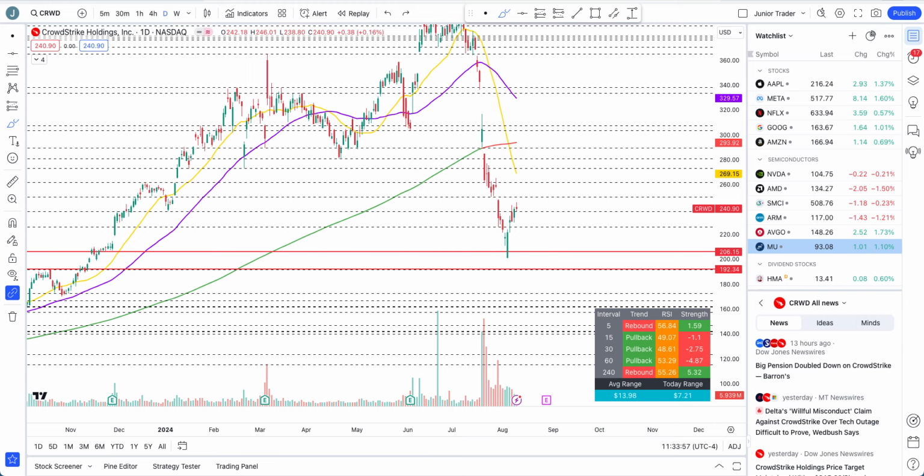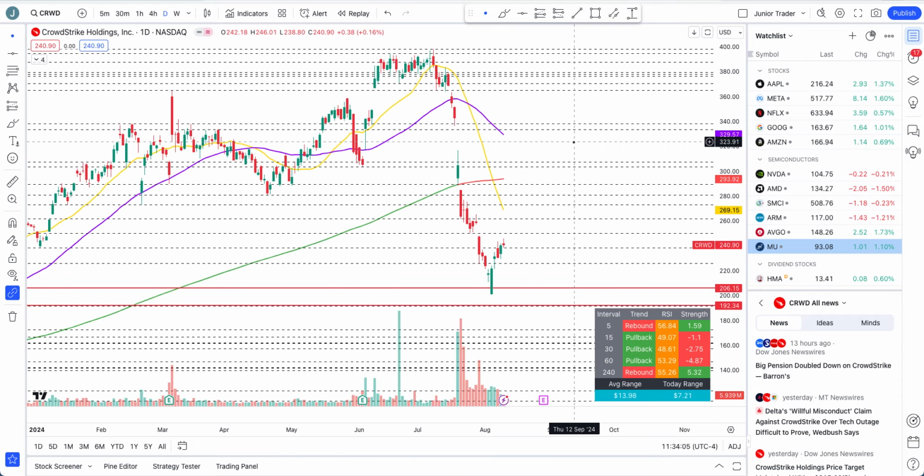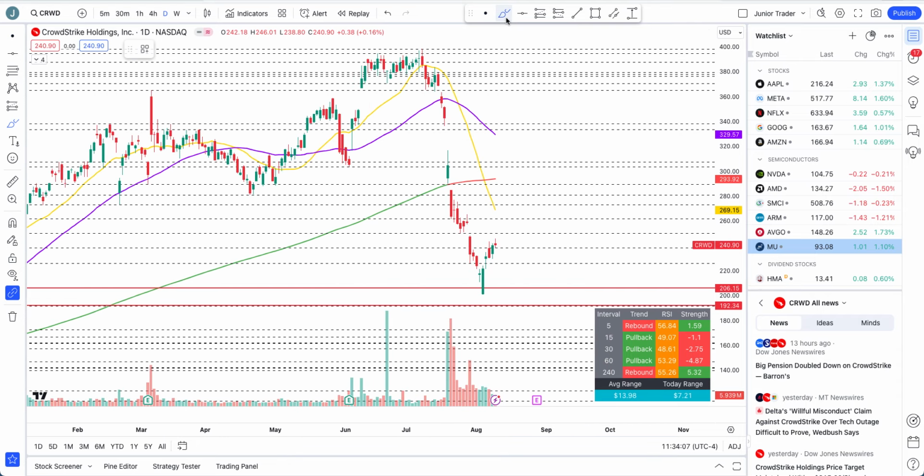This is Junior Trader, and in this video we are taking a look at CrowdStrike stock. I have done a couple of videos already on my channel on CrowdStrike, and I have given these two levels that could be the zone from where we might see a rebound on CrowdStrike, and potentially for the long-term portfolio is a buying opportunity. And I myself have been adding into my long-term portfolio.